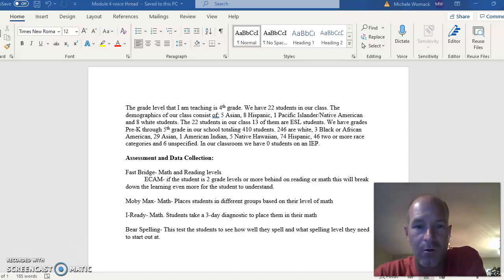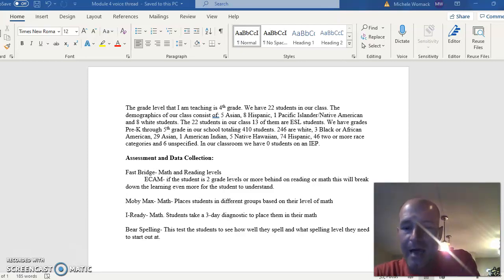We have grades pre-K through 5th grade in our school, totaling 410 students. 246 of them are white, 3 are black or African American, 29 Asian, 1 American Indian, 5 Native Hawaiian, 74 Hispanic, 46 two or more race categories, and 6 unspecified. In our classroom, we have 0 students who are on an IEP.